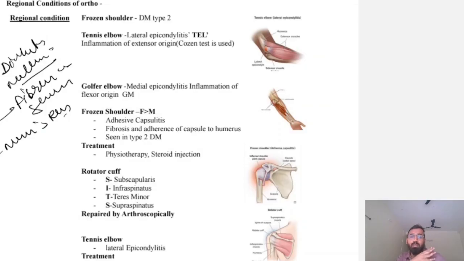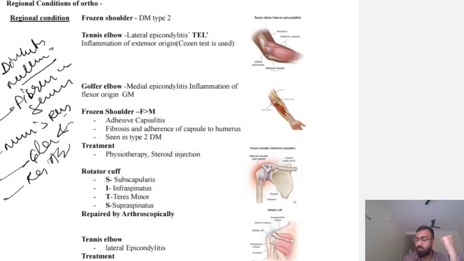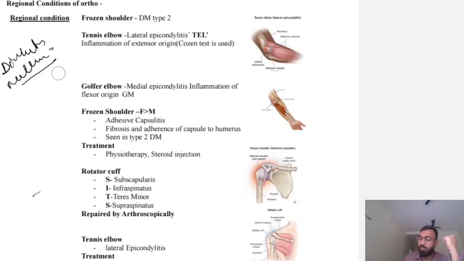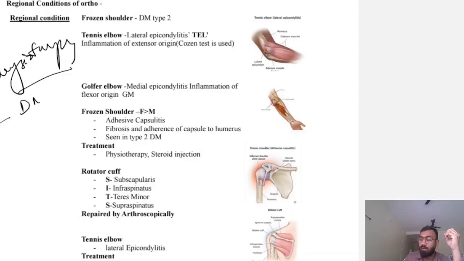This is the shoulder joint, this is the humerus, and this is the glenoid. If there is fibrosis in between the glenoid and humerus, the movement at the shoulder joint is restricted. So the patient presents with restricted abduction. How will you manage this patient? You will manage by doing physiotherapy. This is mostly seen in patients with DM type 2.